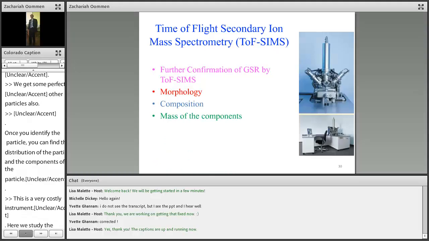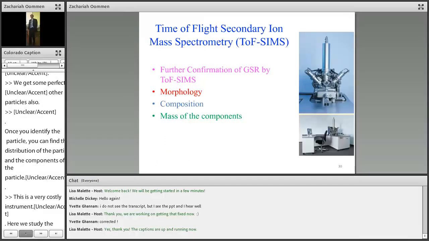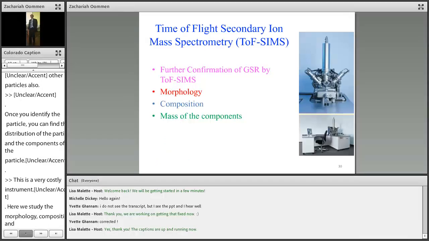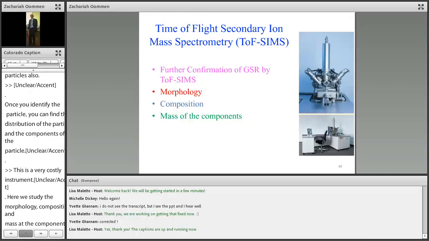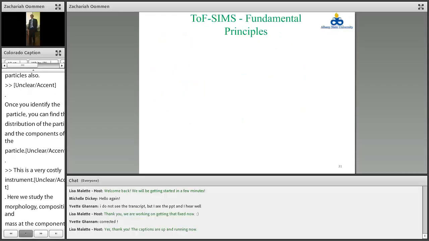That is one of the strengths of this instrument. You can study the composition. So the other three, the surface feature, morphology, and composition, you can get from the scanning electron microscope. But the mass of the components can also be obtained from this time of flight.